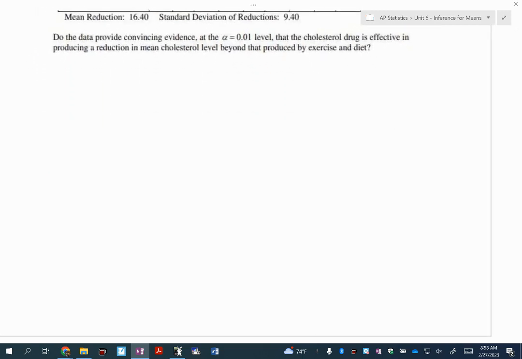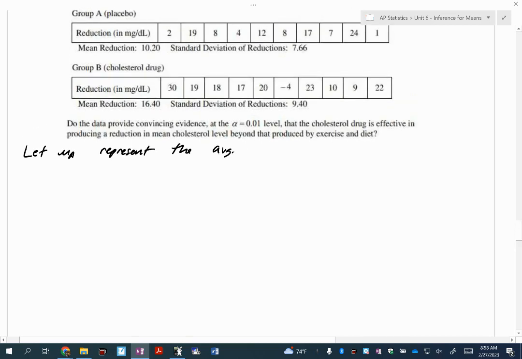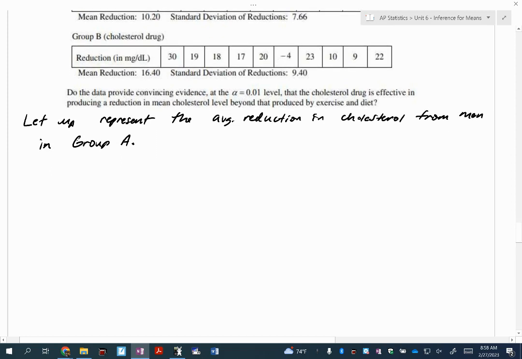So let's do our first step, defining the parameters. Let mu sub A represent the average reduction in cholesterol from men in group A. Again, those are the men that are taking the placebo.